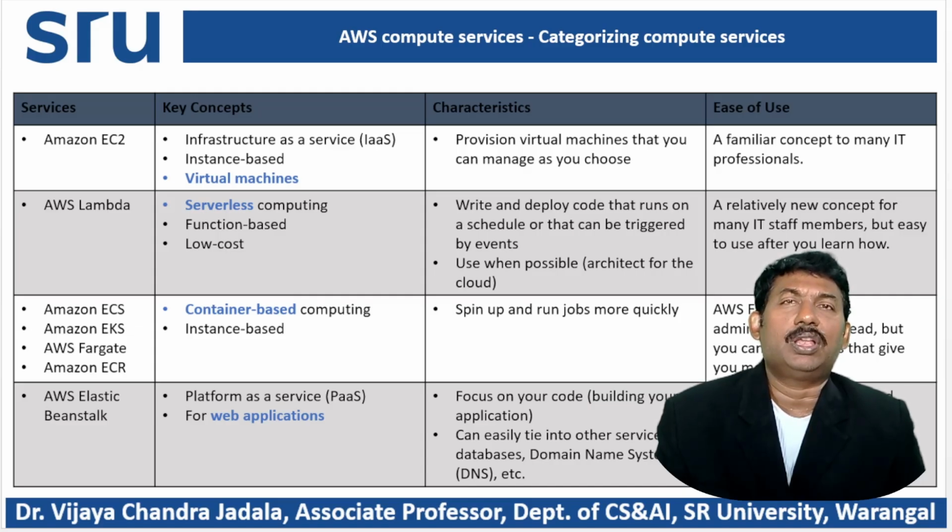Elastic Beanstalk is based on web applications. Here EC2 is based on virtual machines. Then comes the different characteristics. Here we are going to focus on the code that is building your application. You can easily enter into other services related to the domain name system. Then fast and easy to get started is the Amazon Elastic Beanstalk.